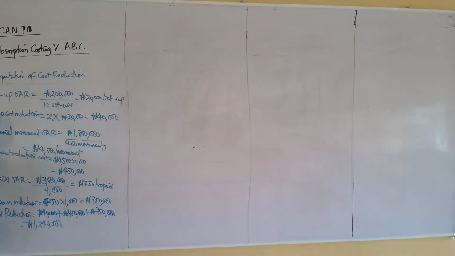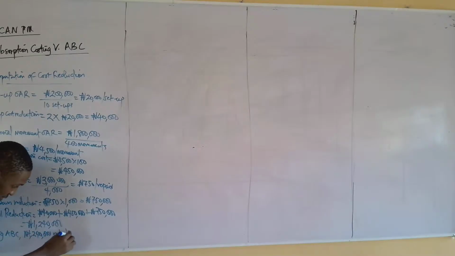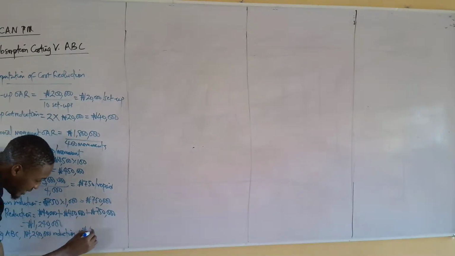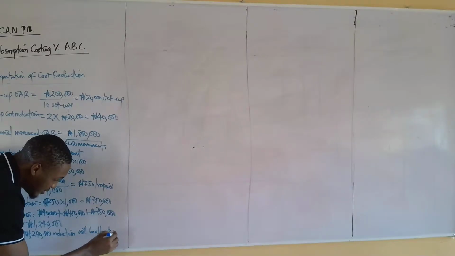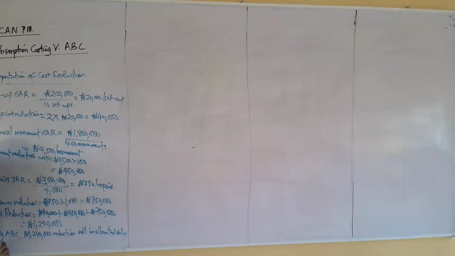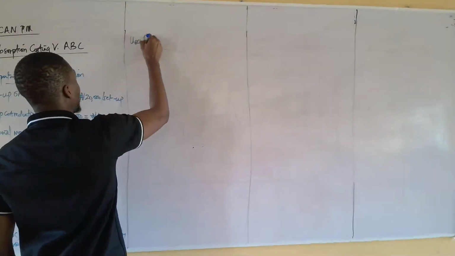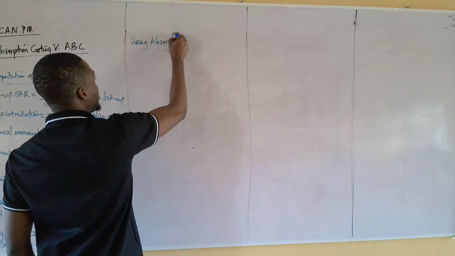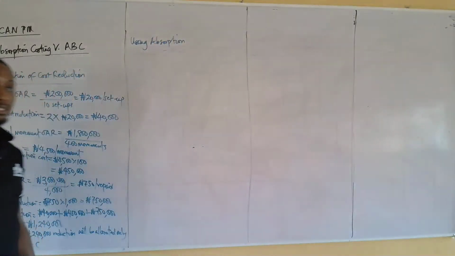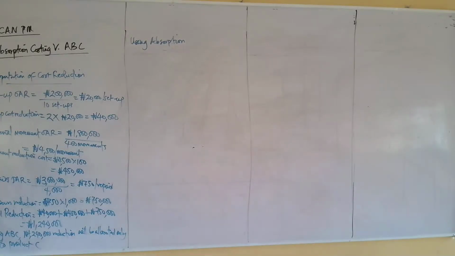So now using ABC, the 1,240,000 reduction will be allocated only to product C. What of using the next one? Using absorption. Now using absorption, it's not going to only product C. It will be shared across the 3 products using direct labor hours.